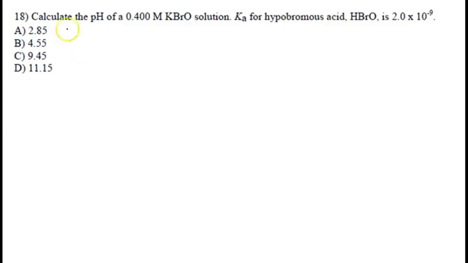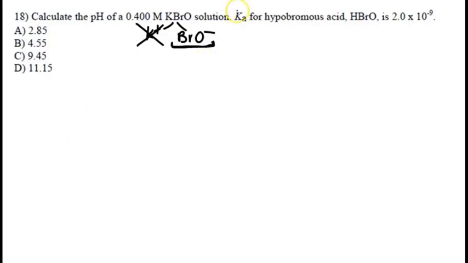Number 18 states, calculate the pH, which we're used to seeing by now, of a 0.400 molar KBrO solution. So if we're talking about a solution of KBrO, we know it's going to dissociate into K plus and BrO minus. Of the two, K plus is a spectator and BrO minus has the ability to go forward as a base, or be used as a base, okay? What kind of base? Usually a weak base, all right, folks?